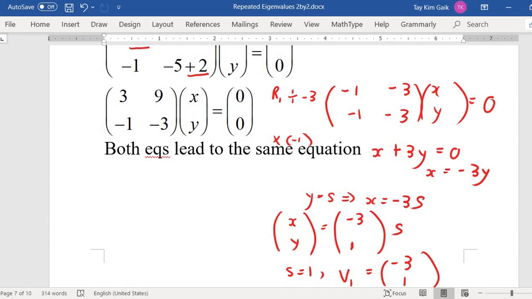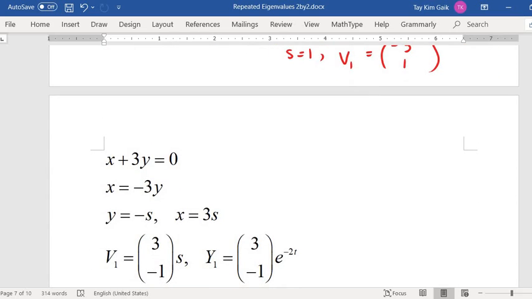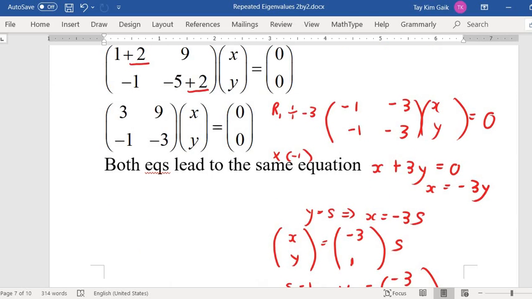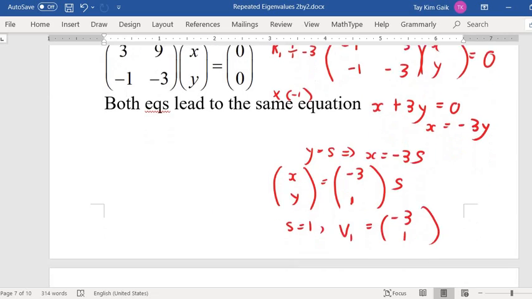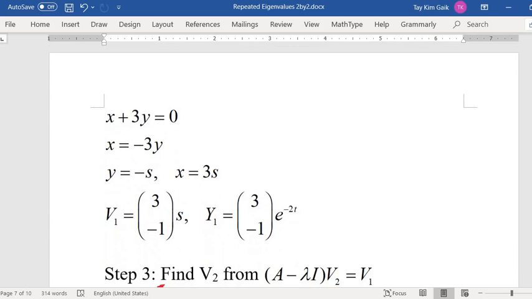So x is negative 3s. If you let x equal to s as in here, this one is opposite: I let y be negative s, so x is positive. Compared with this one, this is negative 3 and 1. If I multiply by negative 1, this negative 3 becomes positive 1.